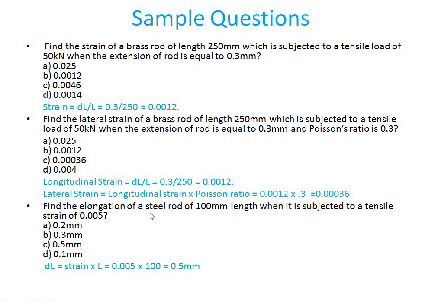Then another. Find the elongation of a steel rod of 100 length when it is subjected to a tensile strain of 0.005. So here the strain value is given and you are asked to find the elongation, right? Strain is change in length by original length. So again, you can easily find the value. Strain is given and the length of the rod is given, and you can find the change in length.